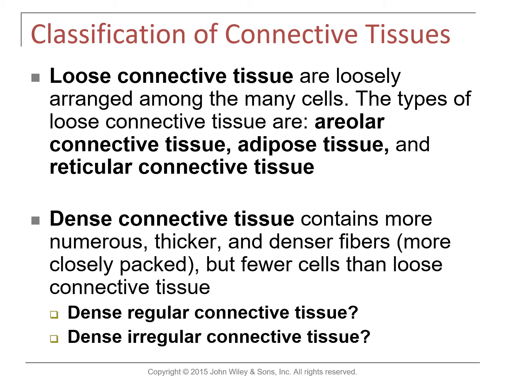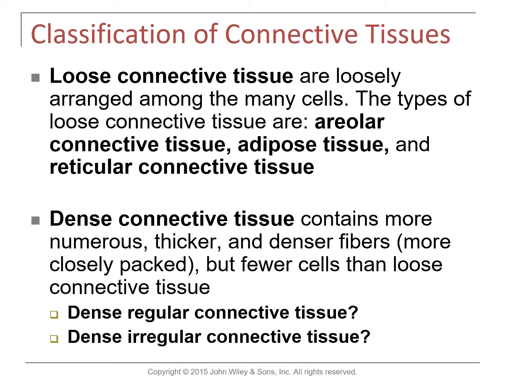You find dense regular connective tissue making up ligaments, which attach bone to bone, and tendons, which extend from muscles to attach muscle to bone. And that is very important for the movement that muscle creates across joints as they pull on the bones. We'll see that later.